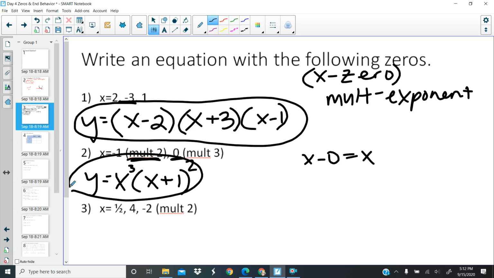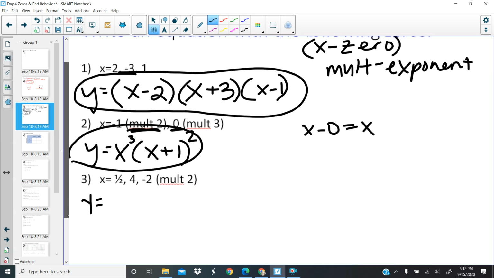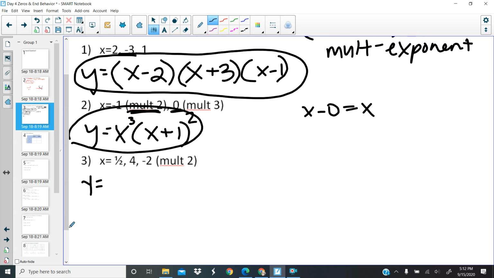Then the last scenario down here, we would have y equals, and the first one that you have is 1/2. So that would be like x minus 1/2.